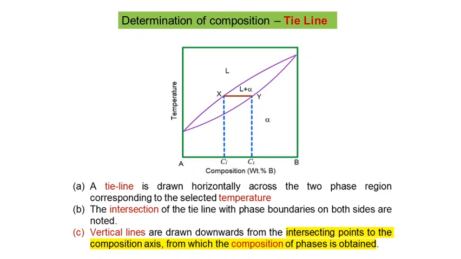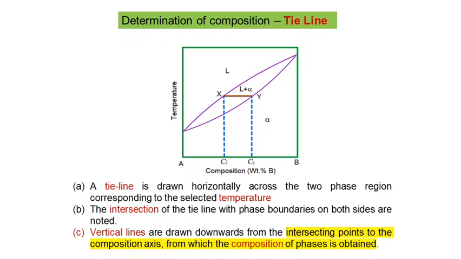So that particular composition is the composition of the liquid phase inside the liquid plus solid region at that particular temperature. For example, if we project from x over to the x-axis, and we get a percentage of nickel of 40%, it means the liquid phase at that temperature in the inner region will have a composition of 40% nickel, 60% copper.